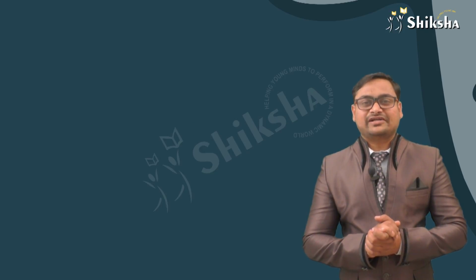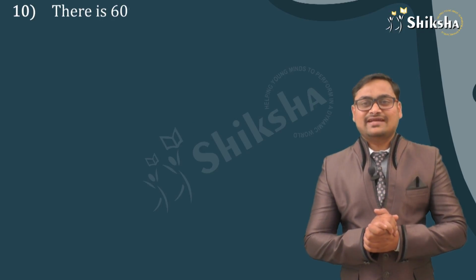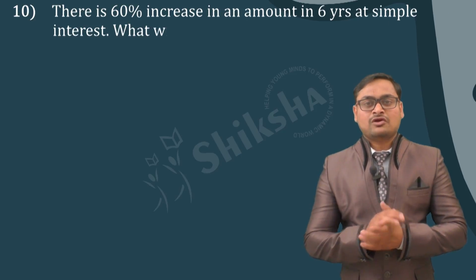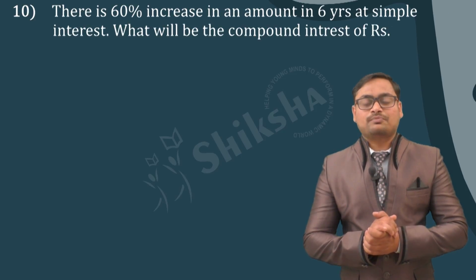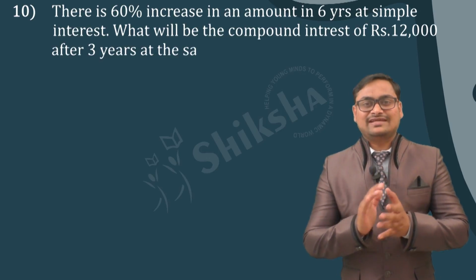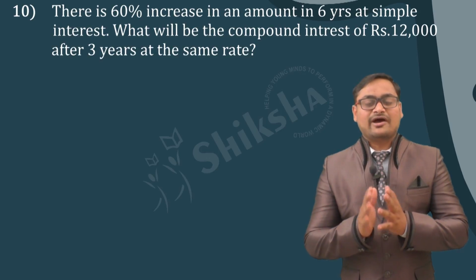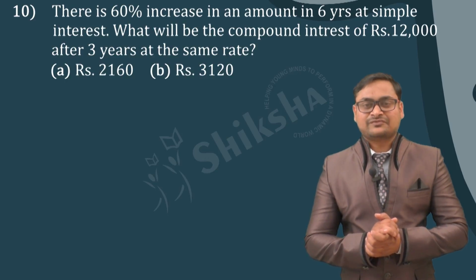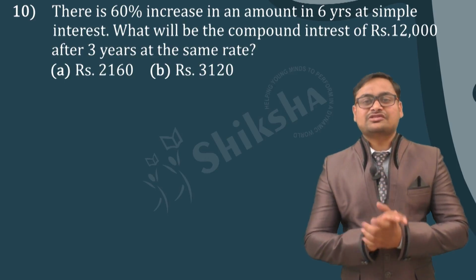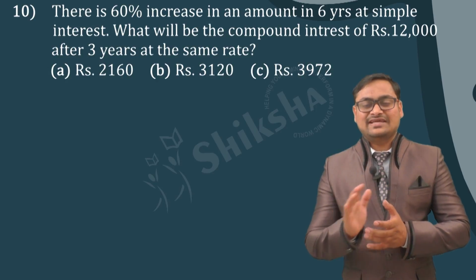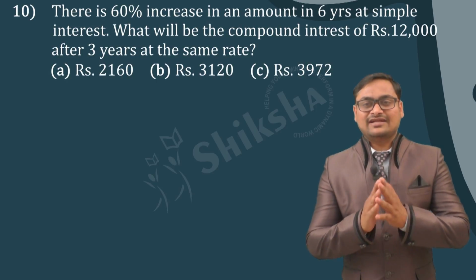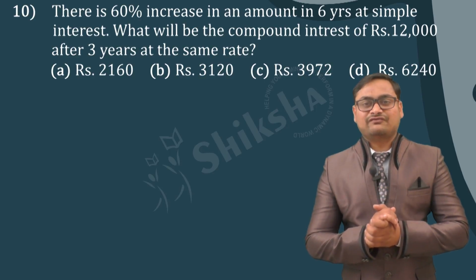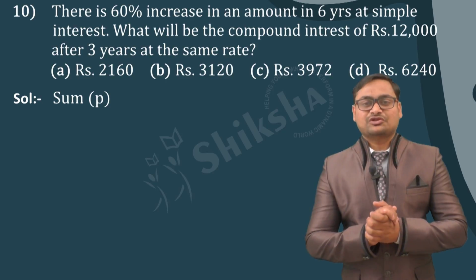Let's see question number 10. There is a 60% increase in an amount in 6 years at simple interest. What will be the compound interest of rupees 12,000 after 3 years at the same rate? And our options are A rupees 2,160, B rupees 3,120, C rupees 3,972 and D rupees 6,240. Now let's see the solution.